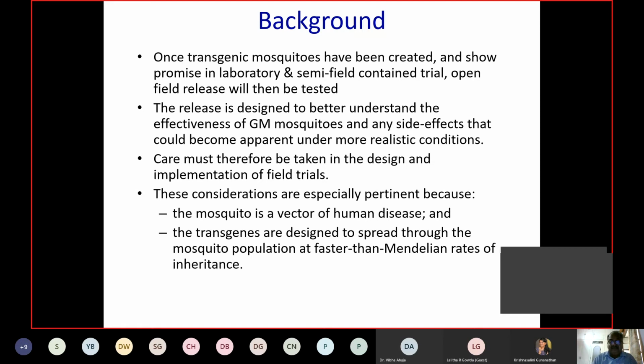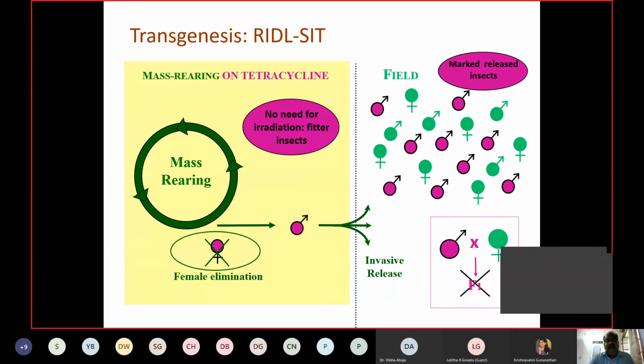The RIDL or SIT technology works in a rather simple manner. There is a process of huge mass rearing of the mosquito, of which only the males are selected for the purpose of creating transgenic mosquitoes. So these are the males in this technology which are released or which are tested in the experiment throughout phase 1, phase 2.